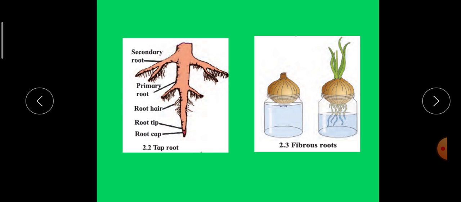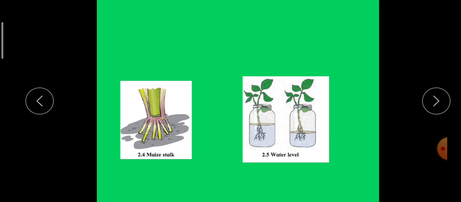These are all fibrous roots. This is a maize stalk. You can see here all the roots are generating from the stem. So these are fibrous roots.